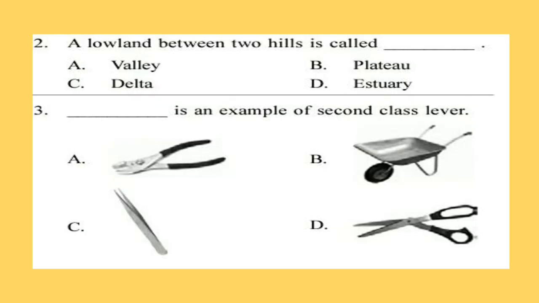Question 2. A low land between two hills is called dash. A. Valley. B. Plateau. C. Delta. D. Estuary. Question 3. Dash is an example of second class lever. Look at the picture carefully and write down your answer.